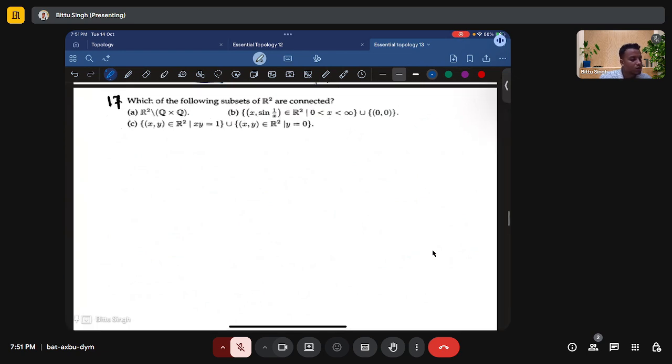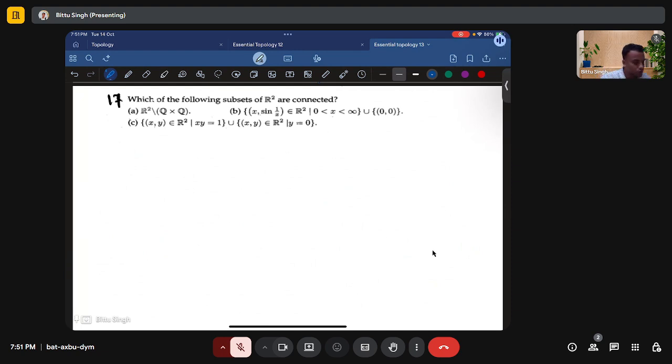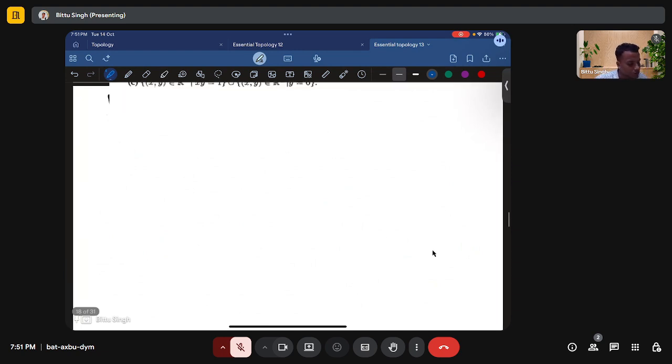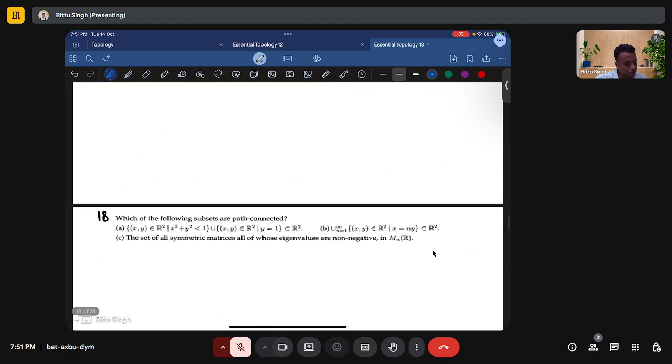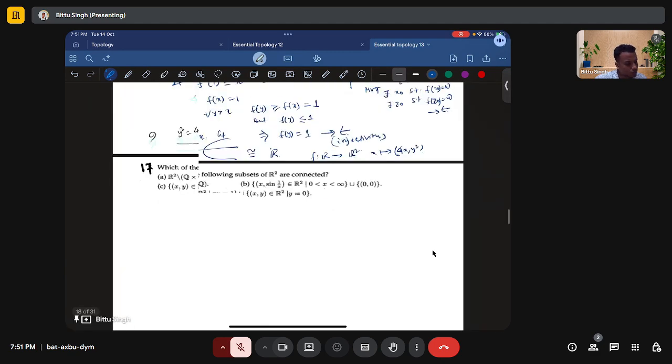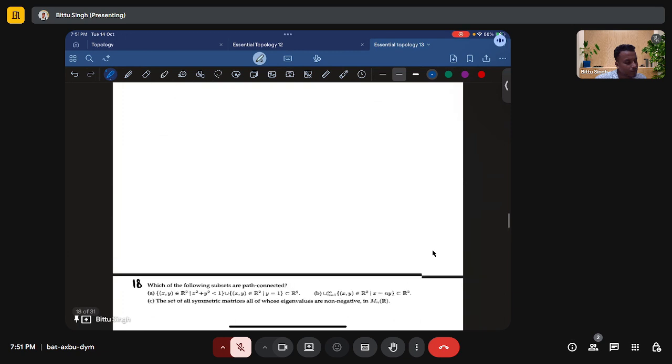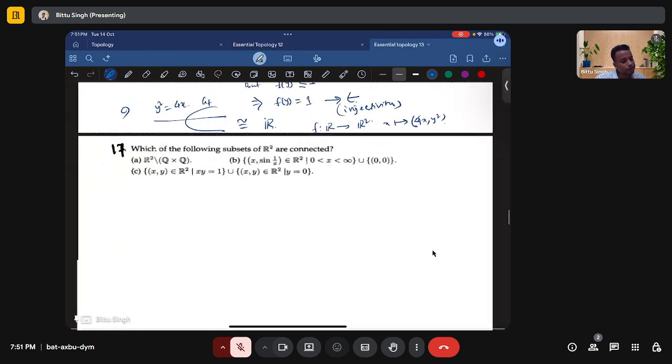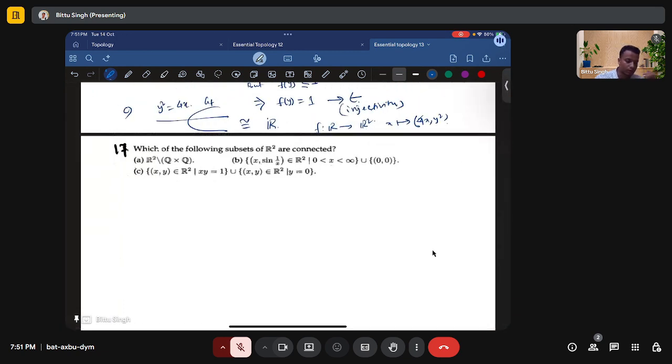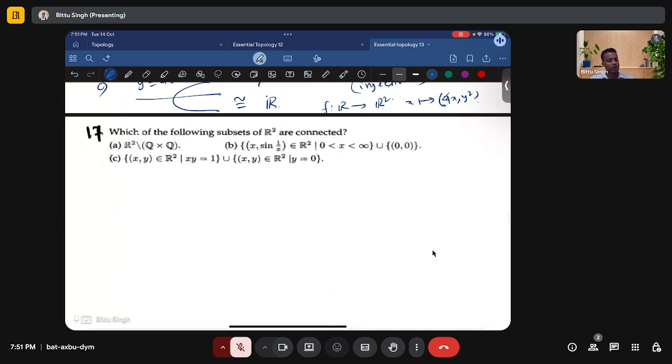There are several more questions, so I'll solve this. This will be the last question. Okay, let me solve. Which of the following are connected? R2 minus Q cross Q. Is it a connected set? The answer is yes, connected.